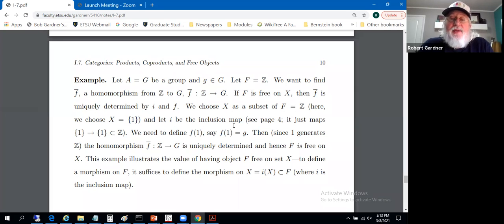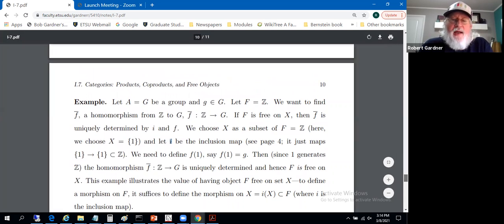So let I be the inclusion map. What that simply does is takes this set consisting of the integers and maps it into the integers as the set consisting only of one. Sorry, the set consisting of one, embeds it in the integers. That's kind of why they call it I, I think, embed. But we'll take the mapping I simply to embed that as an element of the integers. And then we need to define f of 1. Say we define f of 1 as g.